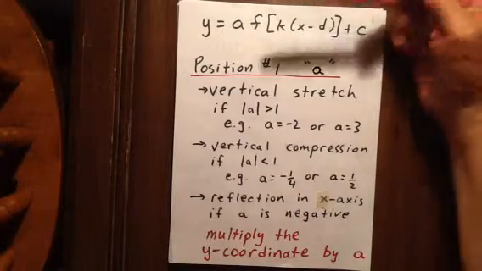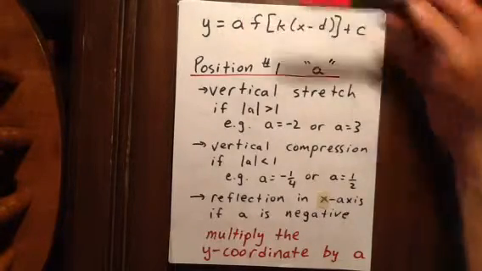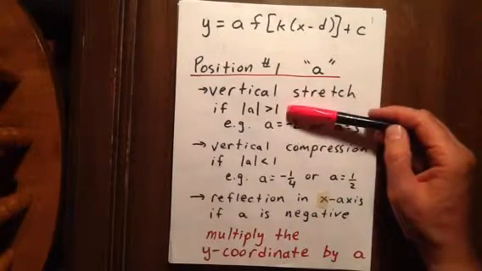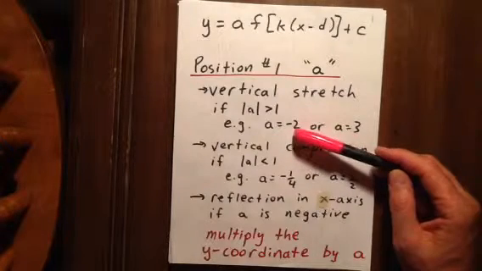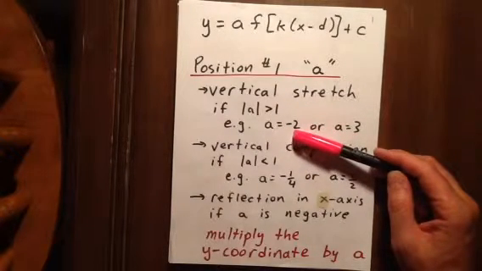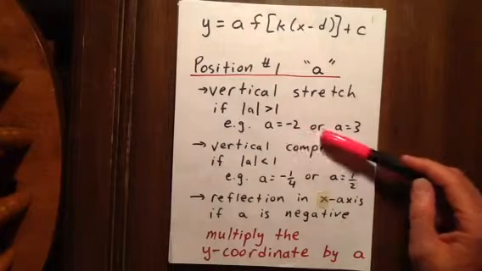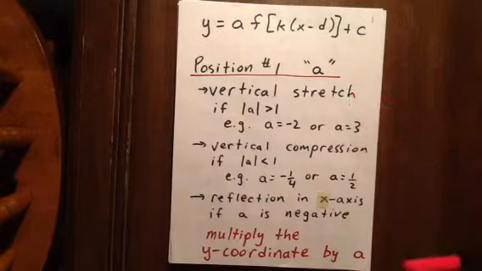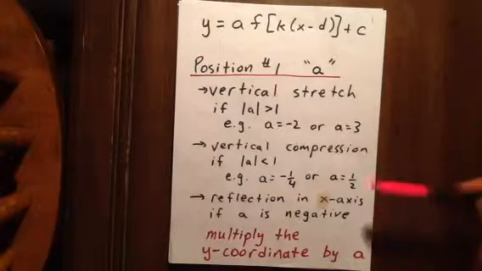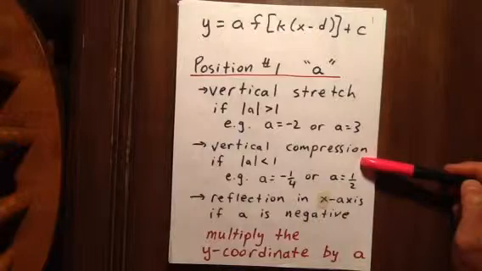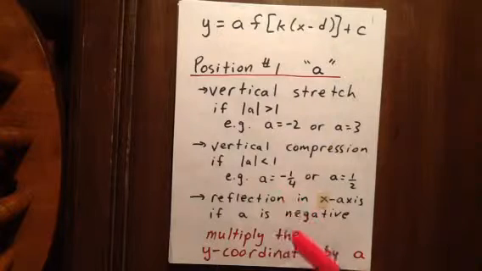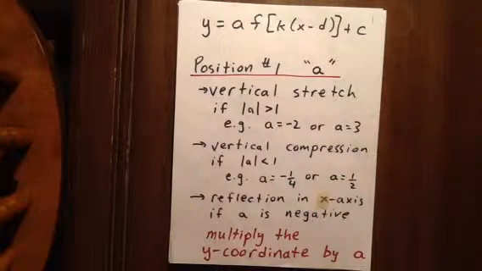Whatever number occupies this position gives us a vertical stretch if the magnitude of that number is greater than 1. So for instance, if the value of a is -2 or 3, in other words anything with an absolute value greater than 1, we're going to have a vertical stretch. On the other hand, we'll have a vertical compression if the magnitude of a is less than 1. So for example, if a was -1/4 or 1/2, we would get a vertical compression.